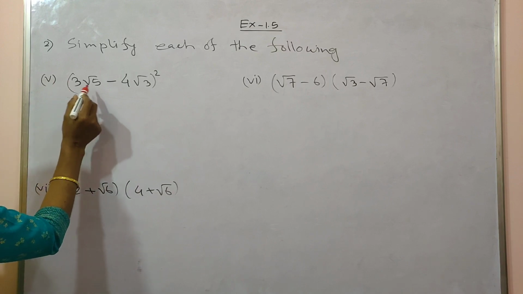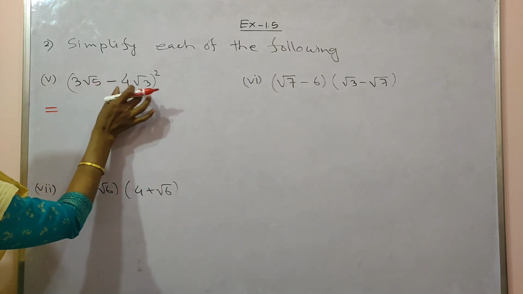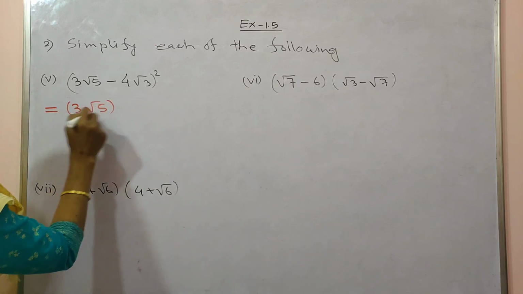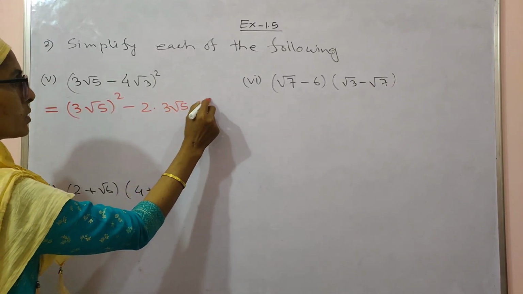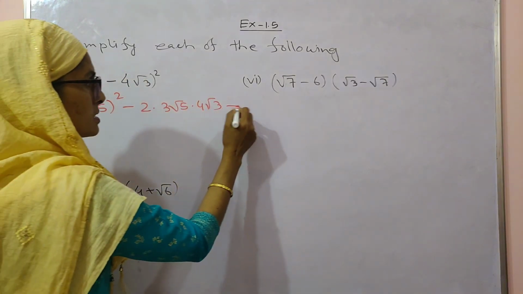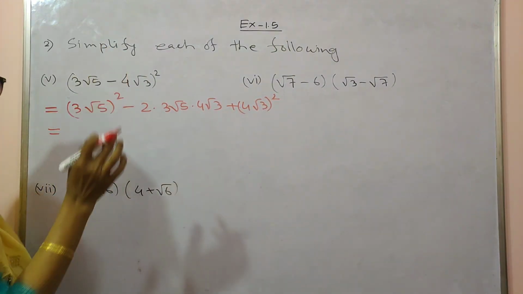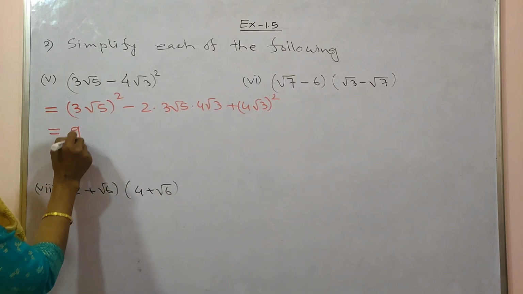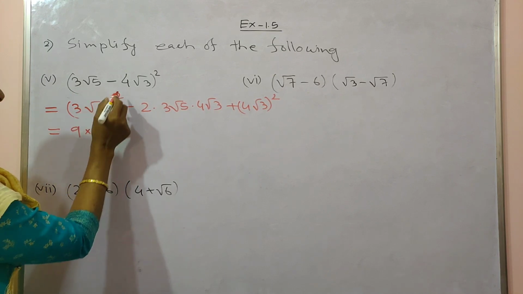Number 5. 3 root 5 minus 4 root 3 whole square. This one is the a minus b whole square formula. 3 root 5 square minus 2 into 3 root 5 into 4 root 3 plus 4 root 3 whole square. 3 root 5 whole square, that means 3 square into root 5 square. 3 square means 9, multiplied into root 5 square, which means 5.